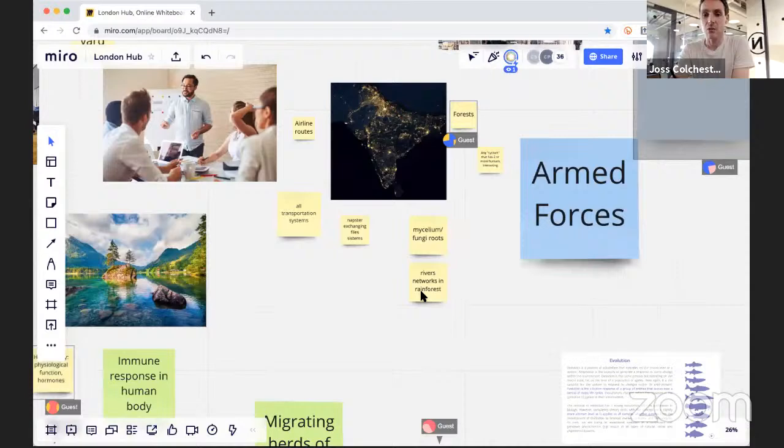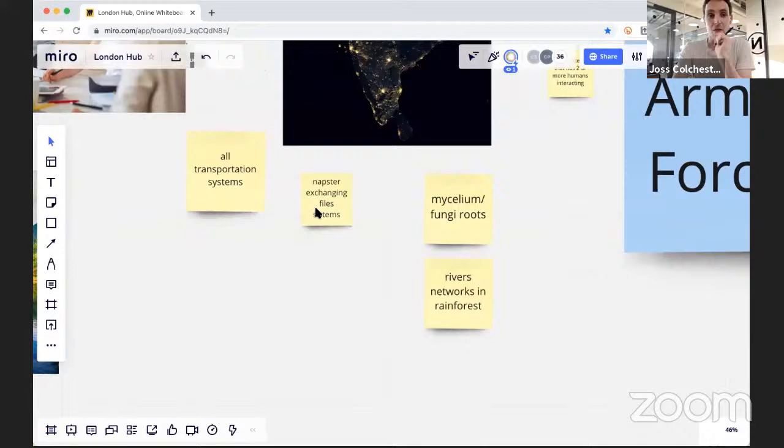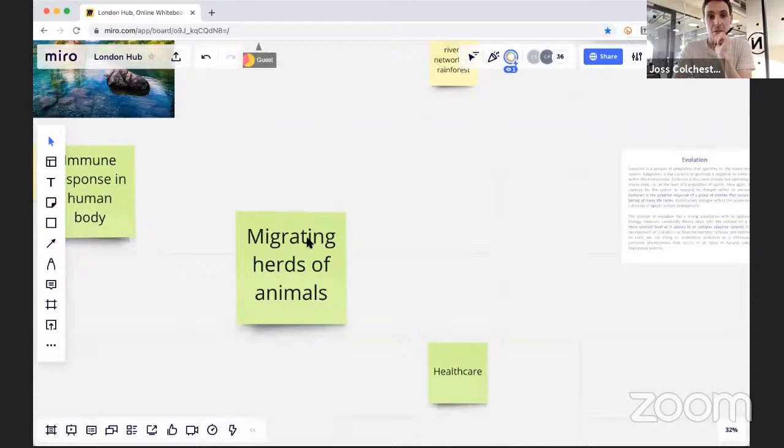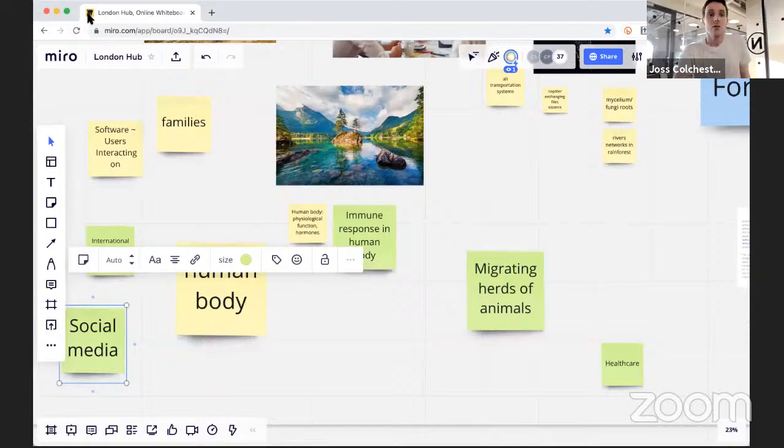So river network in the rainforest, mycelium and fungi roots, yep. Napster exchanging files on the internet, yep. Great, so migrating herds of animals, healthcare, very good. Immune response in the human body. Okay, human body, great. So let's keep going.